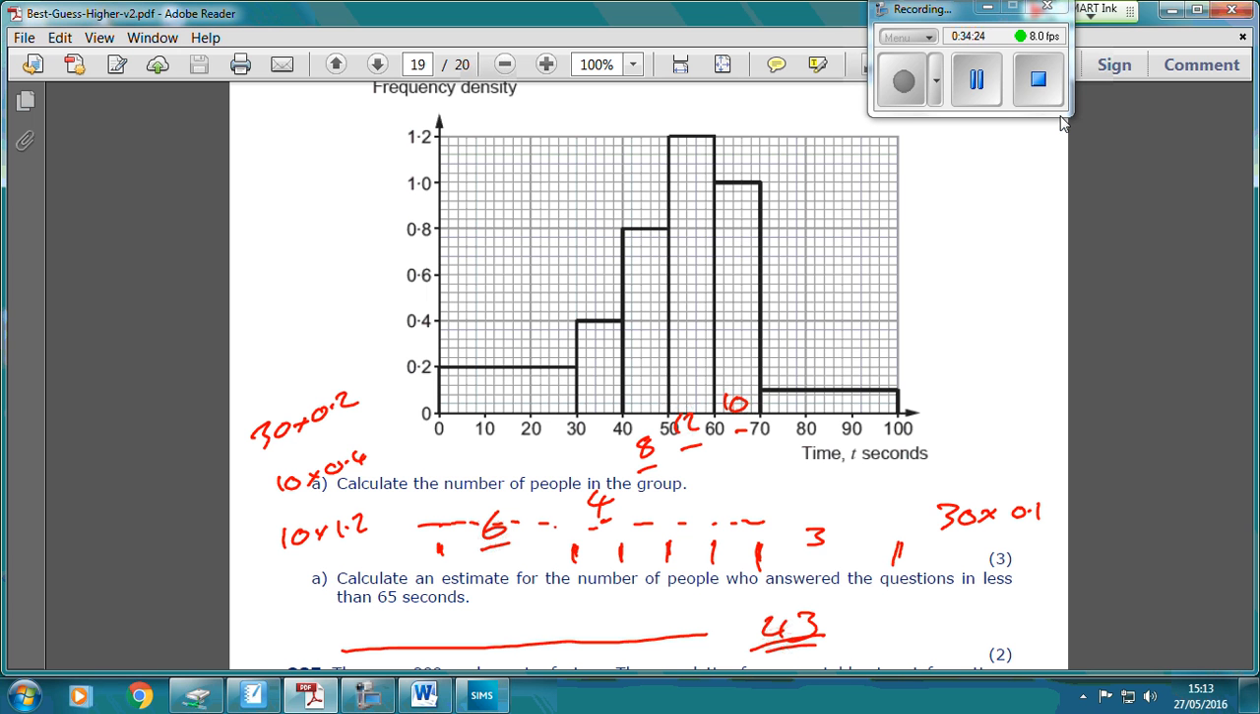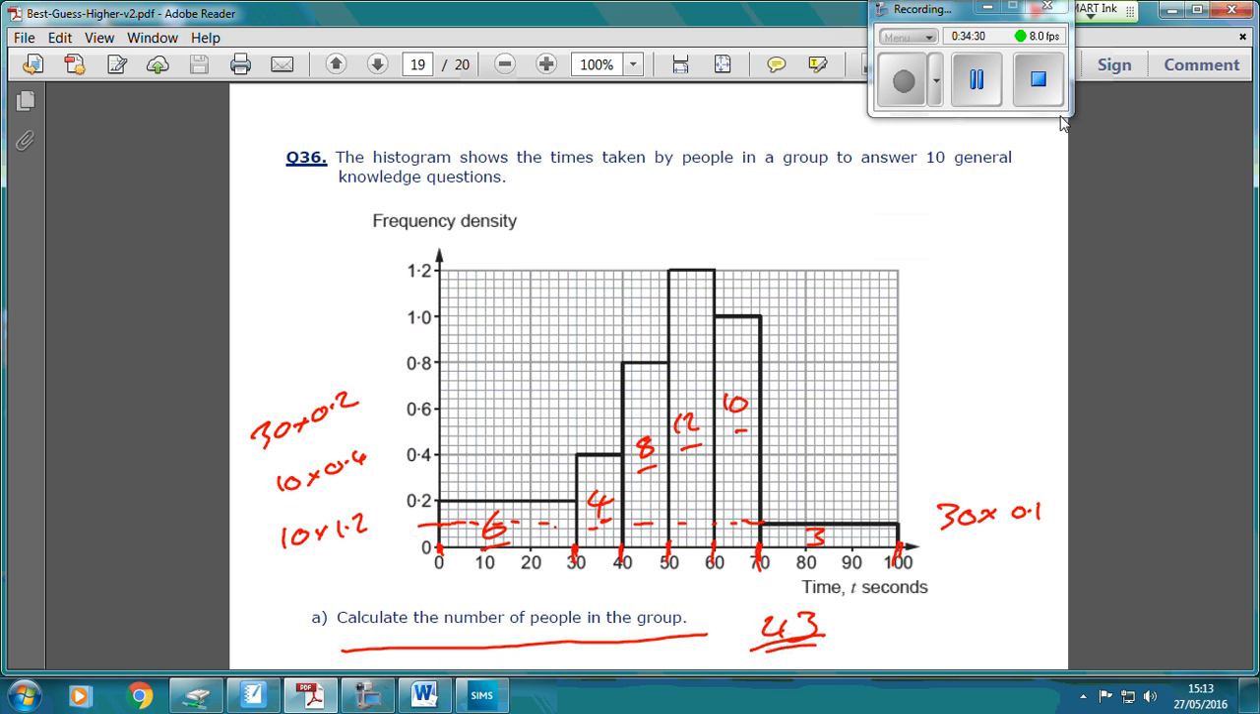And we've got to calculate an estimate for the number of people who answered the phone in less than 65 seconds. Okay, so less than 65 seconds, that's going to be all of these people here, because they answered it in 30, all these people here, all of these people here, all of these people here, and 65 is going to be half of this. So what we can do is we work out the area of this bar here.